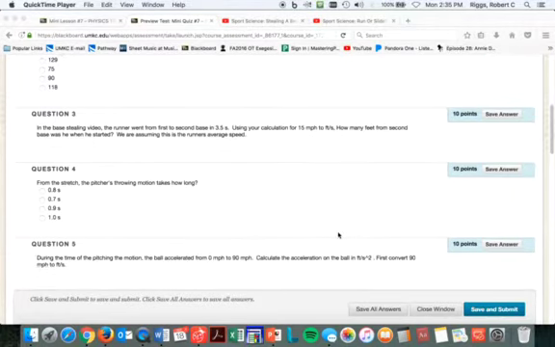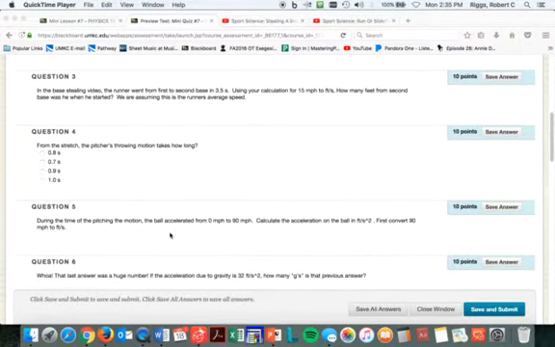So we got that one. Then in that video, it says from the stretch, the pitch throwing takes how long? During the time of the pitching motion, the ball accelerated from 0 miles per hour to 90 miles per hour. Calculate the acceleration on the ball in feet per second squared.